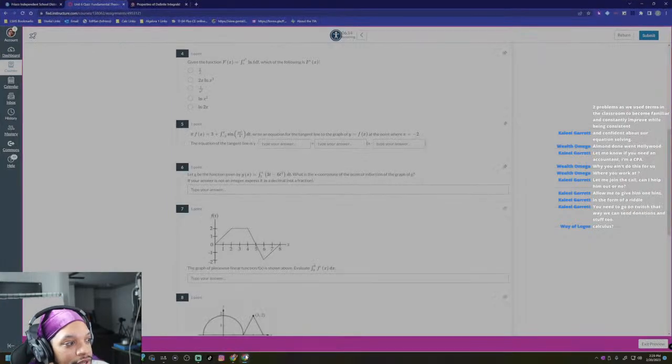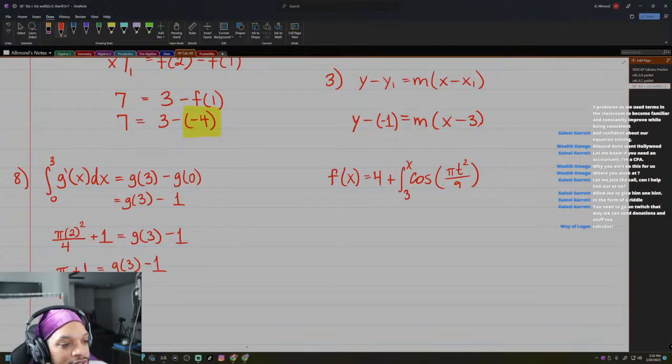And was that f of x or f of t? That was f of x. Okay, so that makes sense as to why it was 4. We didn't have the 4 plus at first. The m would just be -1, right?